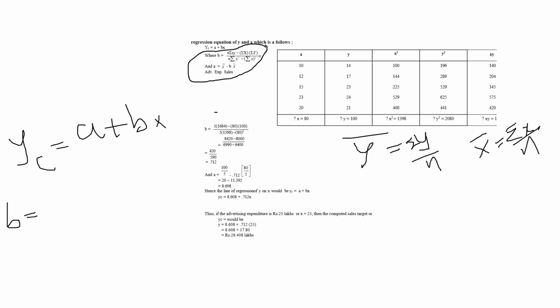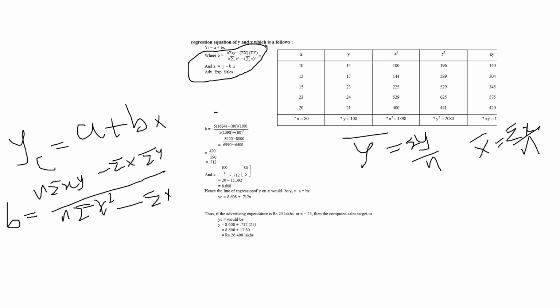For b, the formula is n summation of xy minus summation of x into summation of y, divided by n summation of x square minus summation of x the square. We find y the same way, just taking x here. Here n is equal to 5; everywhere n is equal to 5, we have the variables and the samples.